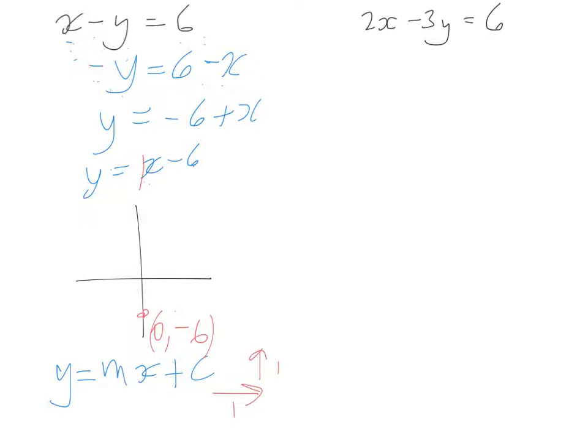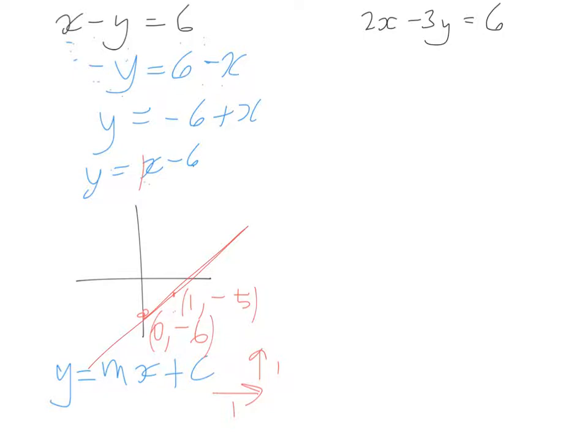So we're going to go 1 across, we're going to go 1 up to there, and that ends up being 1 and negative 5. That's 1 across. 0 to 1 is 1 across, negative 6 to negative 5 is 1 up. And let's put a line through that. That's our graph.